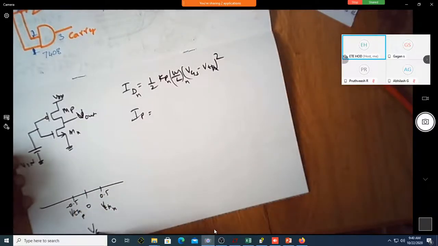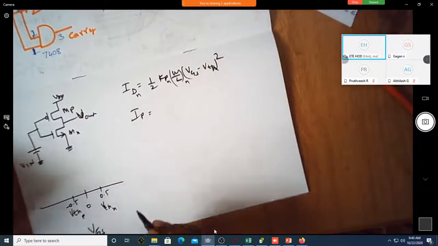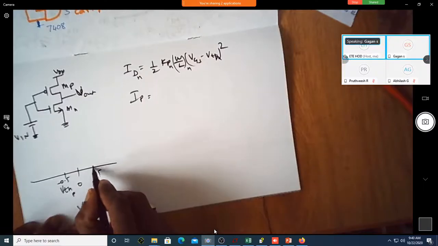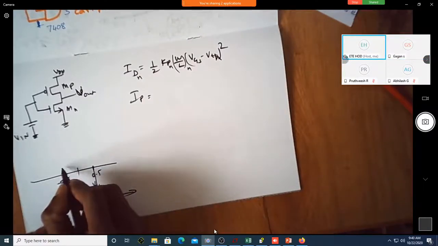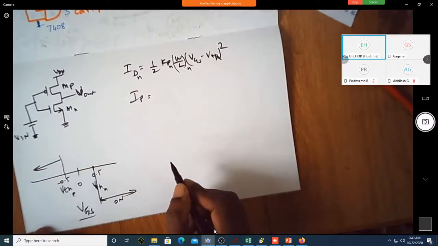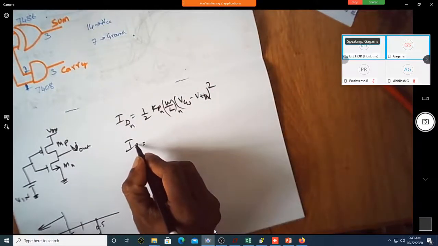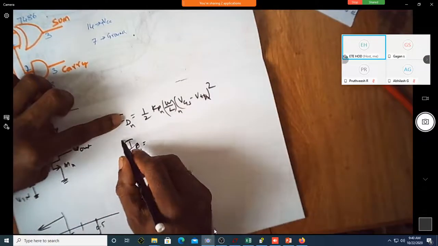If you are talking in terms of VGS, for NMOS to be on, what should be VGS? Should it be positive or negative? Greater than VT, should be positive, greater than 0.5. Here it is on. Correct? Whereas for PMOS, this should be lesser than. Yes, sir. Correct? So what I'll do, I will write it for ID of the PMOS transistor magnitude.